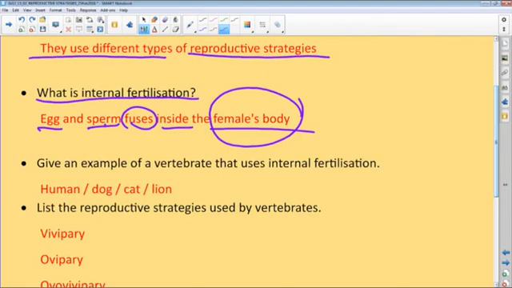Okay, the next one. Give an example of a vertebrate that uses internal fertilization. This is awesome. It is humans, dogs, cats, lions. Let's see, chickens, pigeons. Can you understand what I'm getting at? That is the most used, internal fertilization. It's the one that is the most abundantly used.